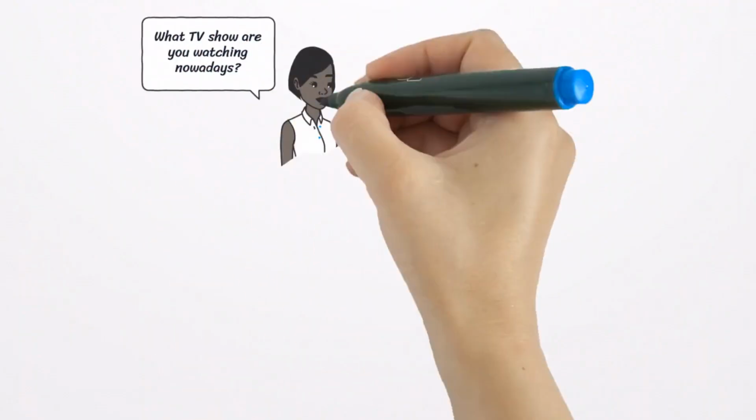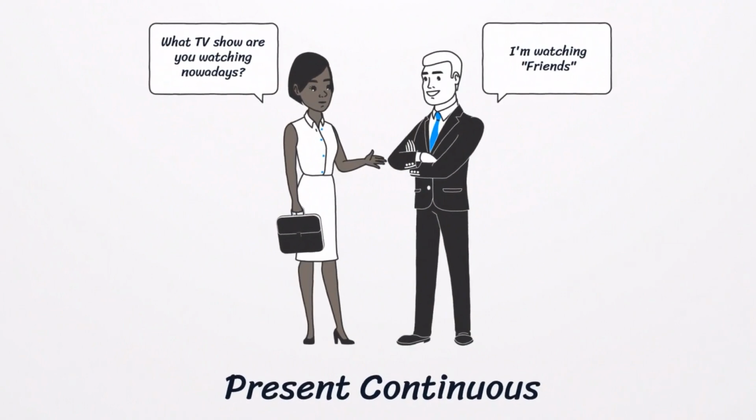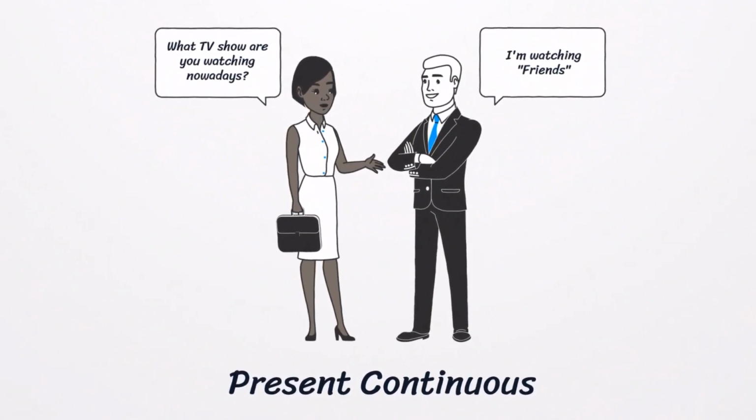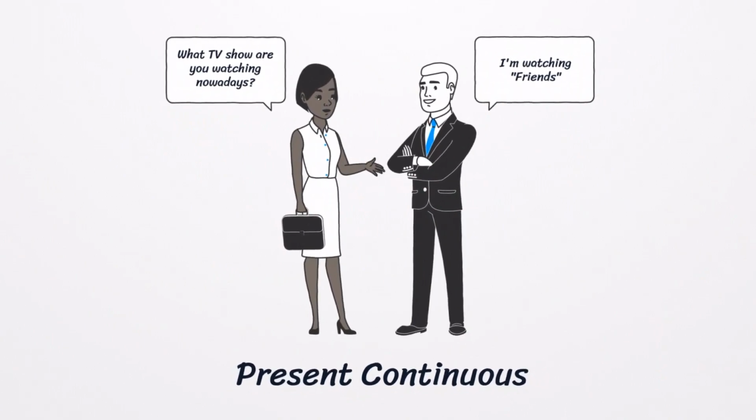Present continuous tense can be used when we talk about things that are happening around the time of speaking, but also not necessarily exactly at the time of speaking. Imagine the situation where Mary and John are talking. Mary asks John, "What TV show are you watching nowadays?" John replies, "I'm watching Friends." John is not watching this TV show at the time of speaking. He means he started watching it, but he hasn't finished it yet.